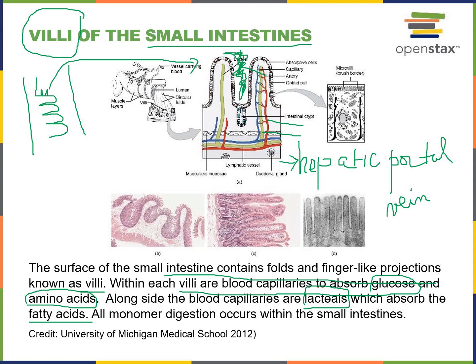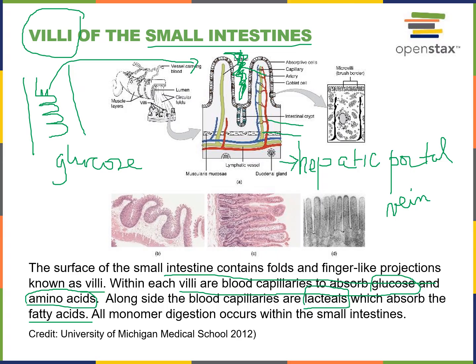So the glucose goes to the liver, and the liver converts it to glycogen for storage. Amino acids go to the liver, and the liver uses them to make some things like fibrinogen. If you remember, fibrinogen was a clotting protein found in blood plasma. Albumin was another protein found in blood plasma.